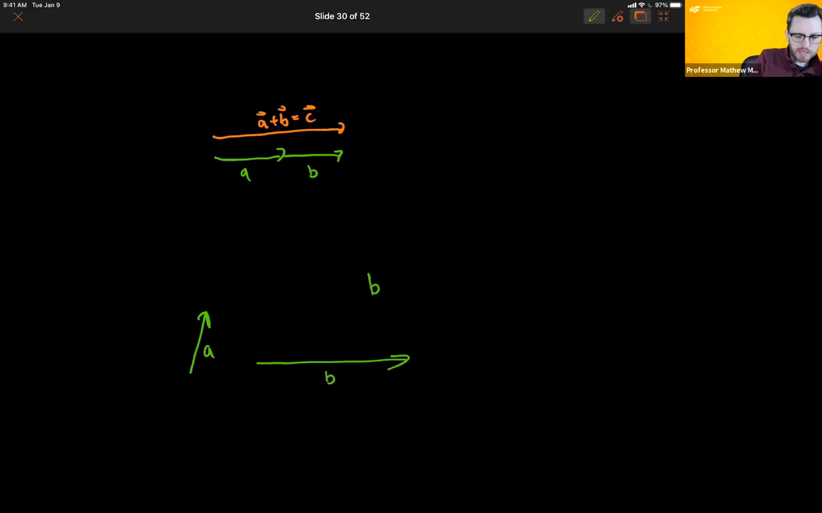If I want B plus A, what I do is I'm going to put vector A tip to tail with vector B. So I'm going to take vector A and put a copy of that vector, and align it with vector B. And then the vector that spans from the tail of my original vector up to the tip of my final vector is that vector sum. So here's vector C, the sum of those two vectors.